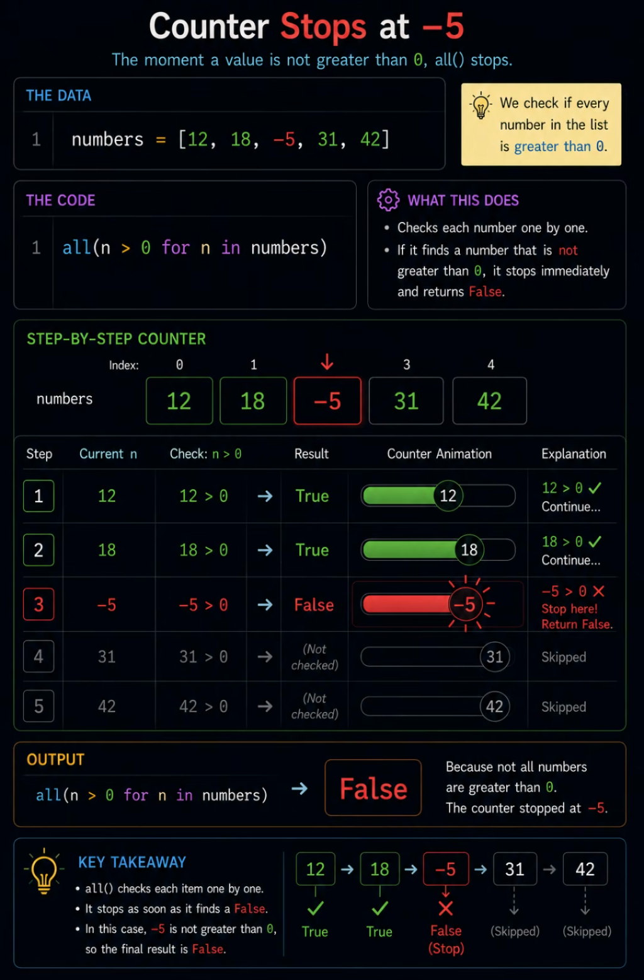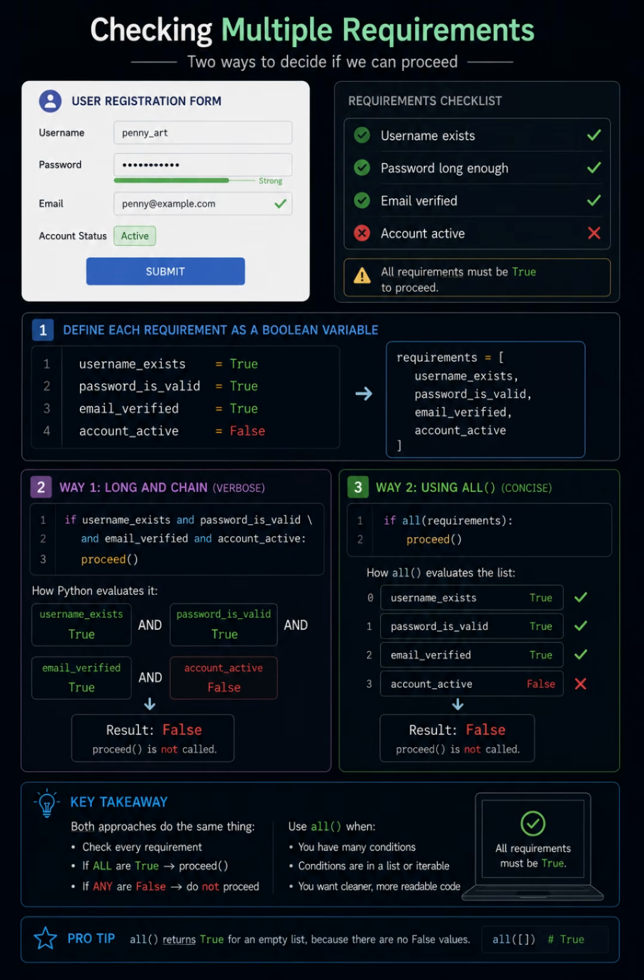This is called short-circuiting. Imagine you're validating several requirements before allowing an operation. Instead of writing a huge condition, you can write if all(requirements): proceed. This becomes especially convenient when the conditions are generated dynamically.